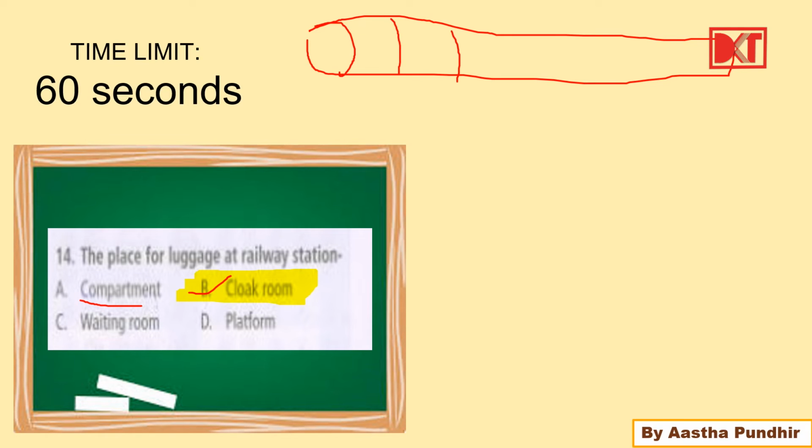All right. Waiting room, place where people wait. Platform, where the train arrives. It's where people stand and wait for the train, where they board the train from. That is the platform.